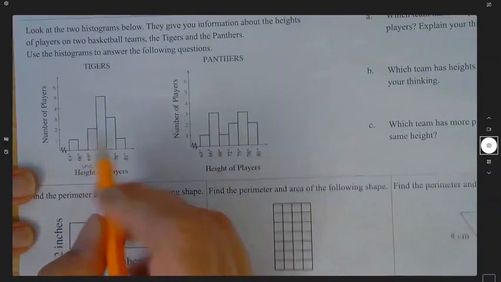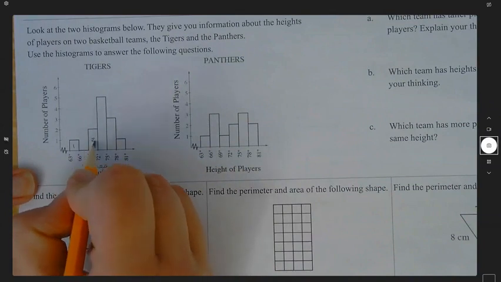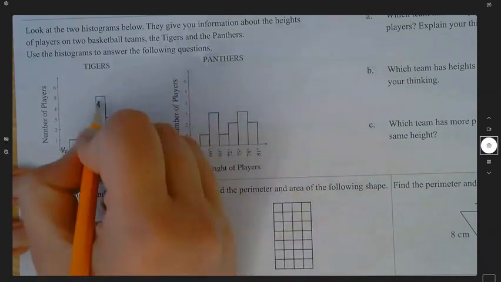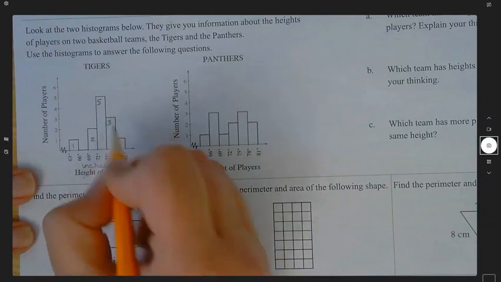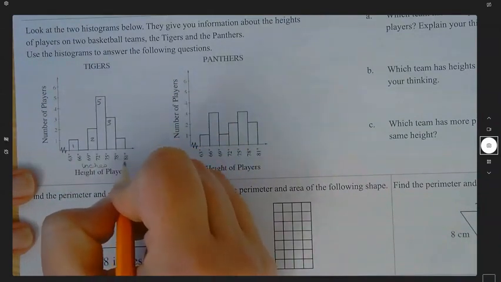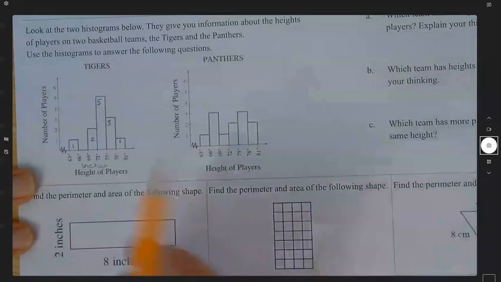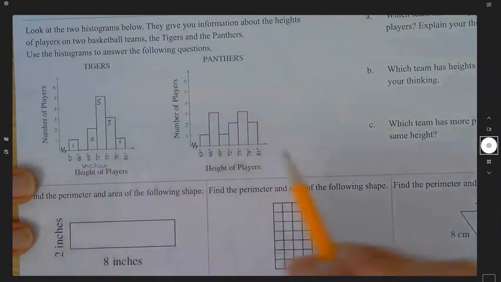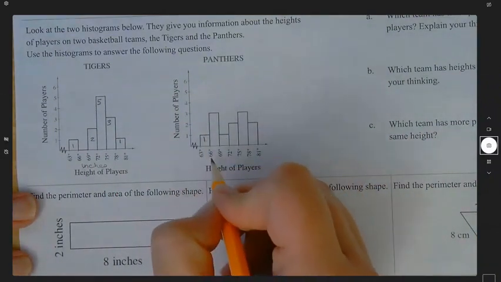Looks like we have two players in between 69 and 72. In between 72 inches and 75 inches, we have 5. And then 75 and 78, we have 3. And then finally, our tallest player, 78 and 81 inches, we have 1. So it looks like we have a lot of players there in that kind of mid height on this scale. And then over here, in between 63 and 66, we have 1.